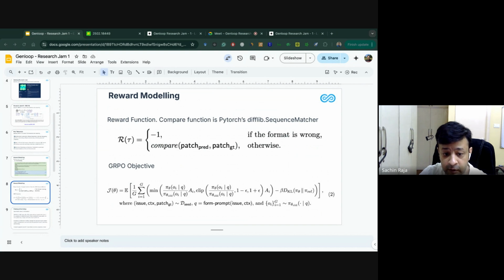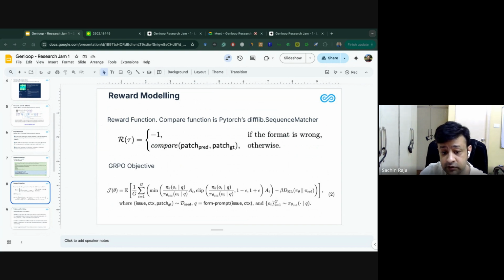And if we look at it, wherever A_i is positive, in that case, pi theta by pi old will basically move towards pi theta, which is the new policy. So essentially, this is the intuition behind it: for positive rewards, we are basically trying to move towards the new policy. And wherever A_i is negative, in that case, we move away from the newer policy. So that is how this is training.